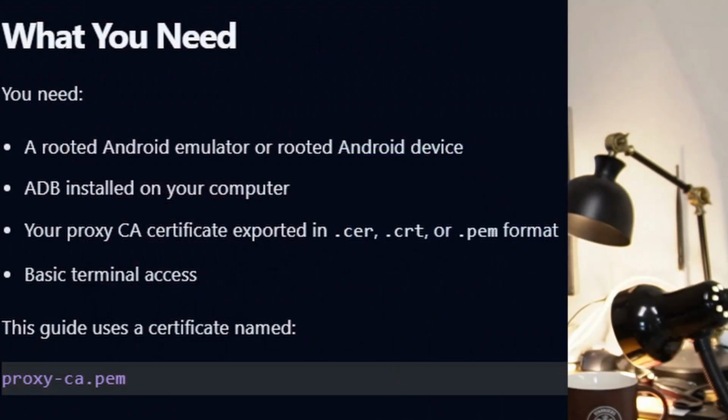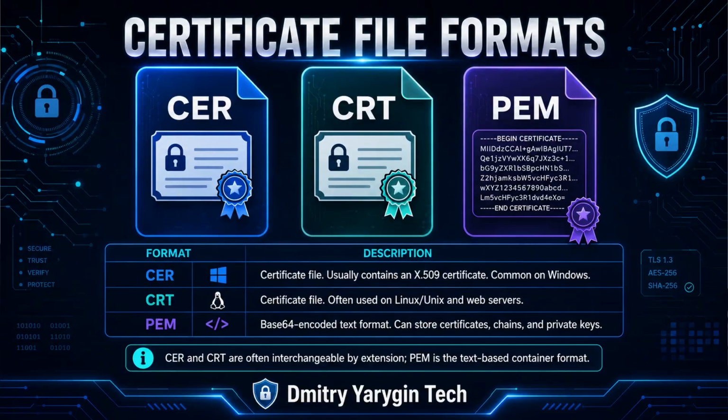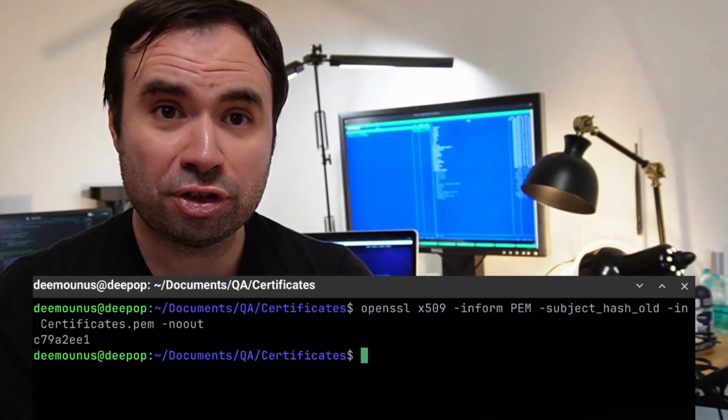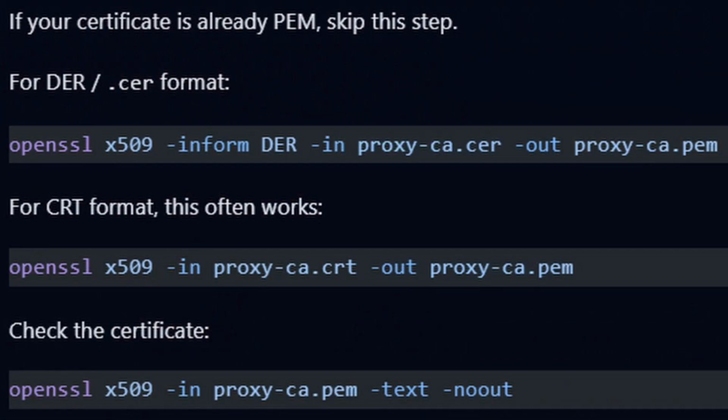So if you want a cleaner mobile testing lab, especially for HTTPS interception, you often need your proxy certificate to be installed as a system certificate. For this demo, you need a rooted Android emulator or rooted Android device, ADB on your computer, and a proxy certificate exported from Charles, Burp, Mitmproxy, or another proxy tool. The certificate can be in DER, CRT, or PEM format. The first step is making sure the certificate is in the correct PEM format. If your certificate is already PEM, you can skip this conversion step. If it's not, you need to convert it first and then check that Android can work with it.